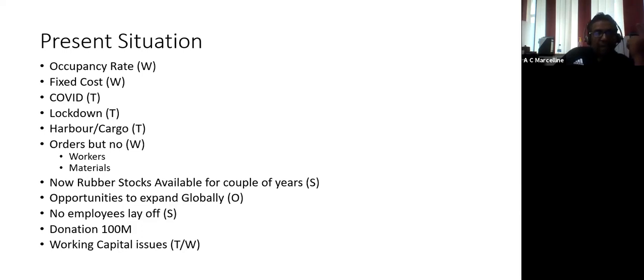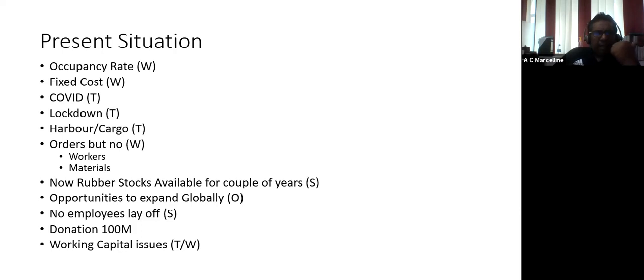Yeah. And also at the harbor and the cargo, it was not functioning properly. So that is beyond the organization's control. It's the outside market, so that's also a threat at that particular point. Now I suppose at present it might be different, but according to the case at that particular situation, that's how it is.